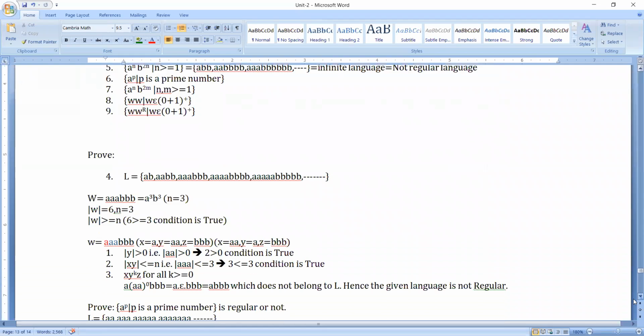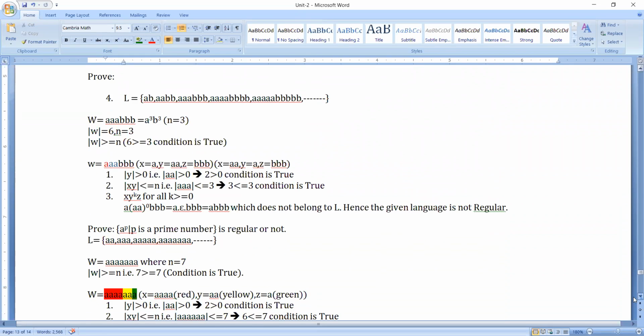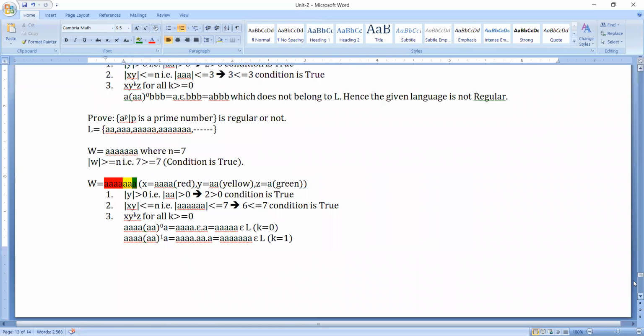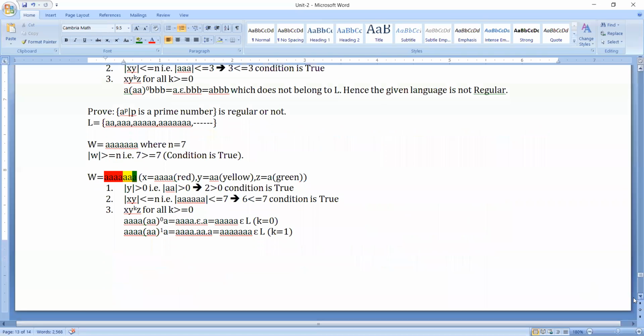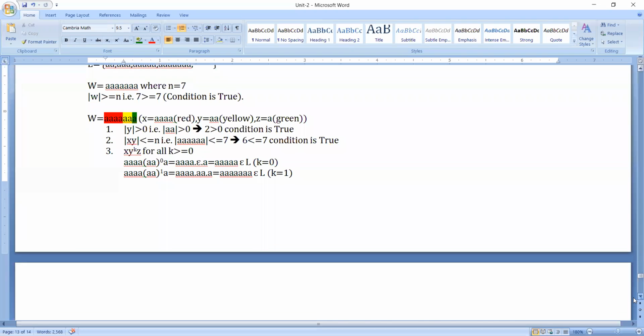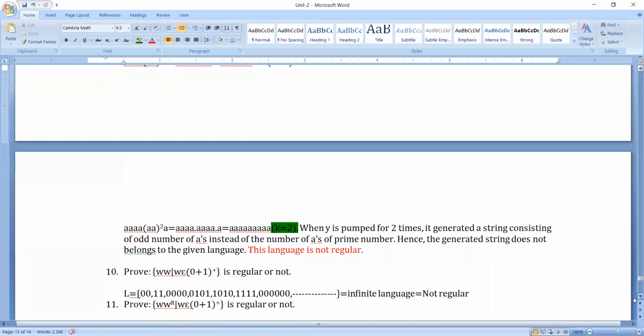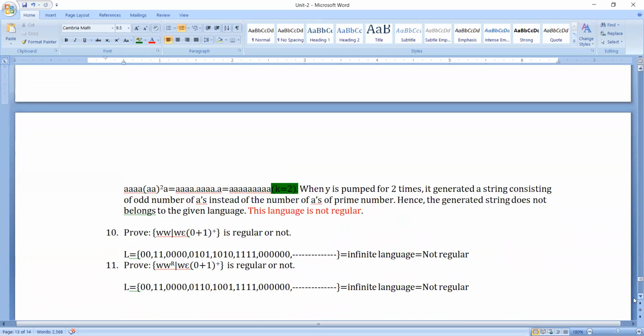With this we have finished the pumping lemma part, and we have finished our second unit also. In our next class, we are going to start the discussion of our third unit, where we are going to cover some more topics related to grammars itself.